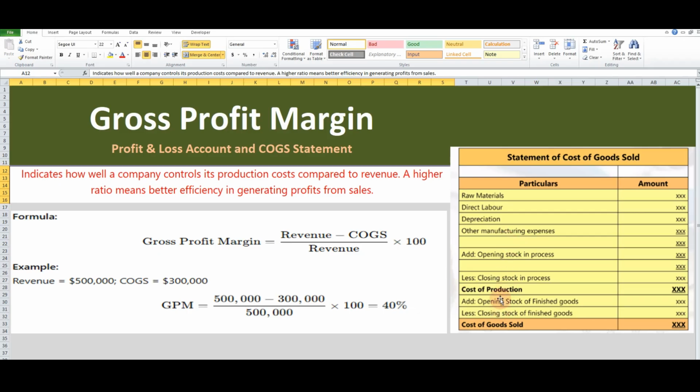Now, for example, revenue, we sell something for $5 lakh. The cost of goods sold is $3 lakh. Now how do we calculate this? Revenue minus cost of goods sold divided by revenue, multiplied by 100, we can find the gross profit margin.